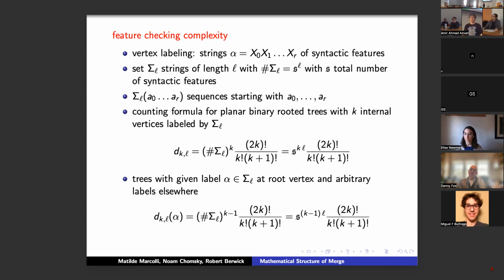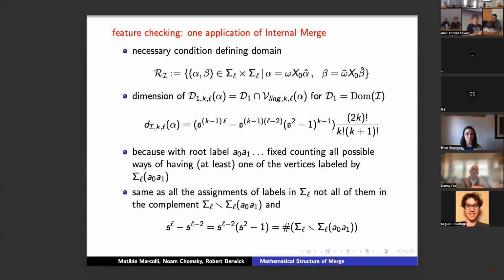Again, there's a simple combinatorial formula that gives you this condition of matching. In particular, it tells you how small the dimension of what you're trying to find is inside the dimension of all the possibilities of the trees that you have. With one iteration of merge, you find a certain size of what you need to find to do the label checking, which again has a simple formula.